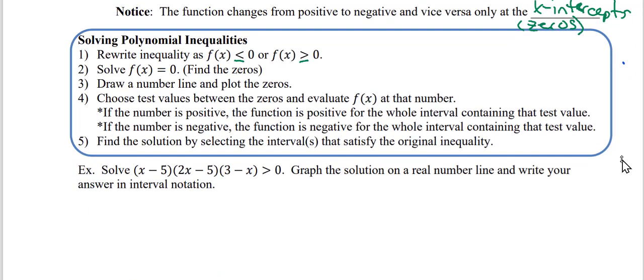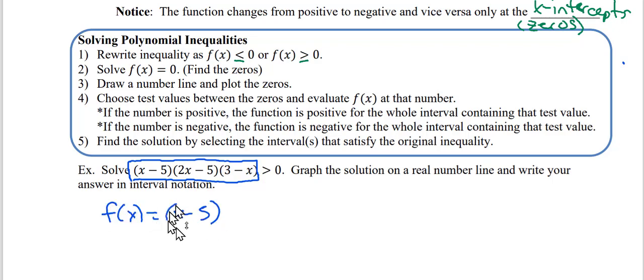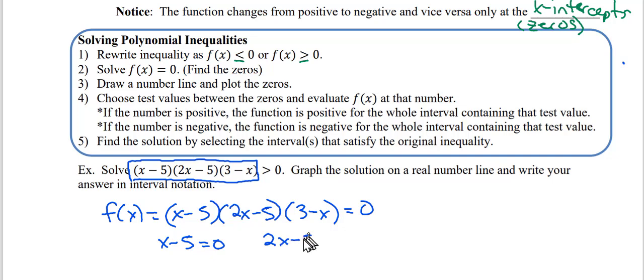First step we have here is we have to make sure we have 0 on one side of the inequality. We do have that. Then we take whatever the function is, in this case it's x minus 5 times 2x minus 5 times 3 minus x, and set it equal to 0. This one's already factored, so we can set the factors equal to 0.